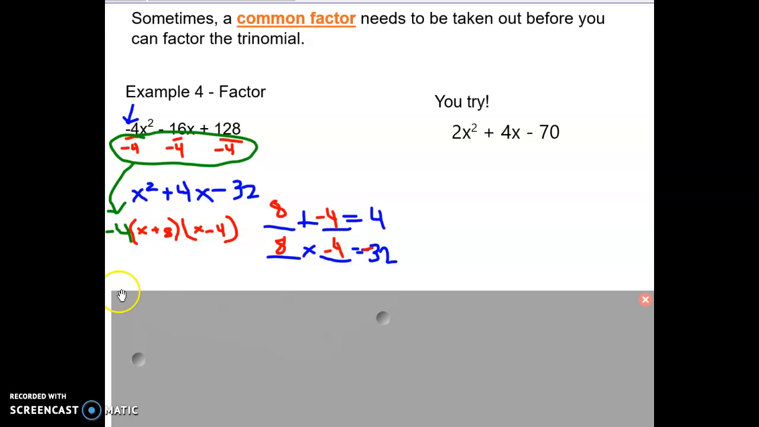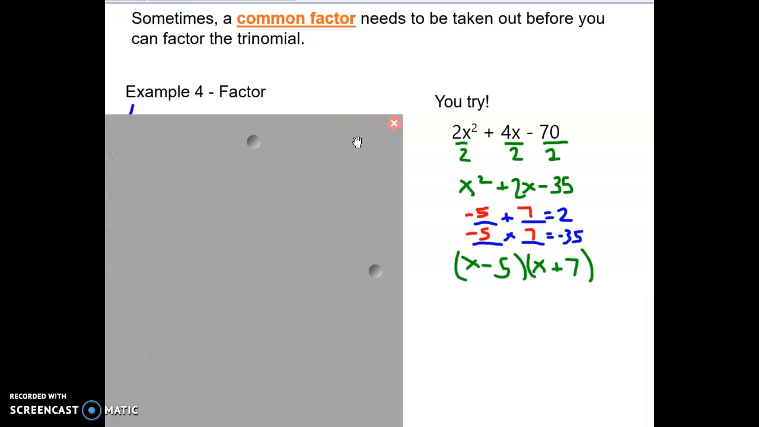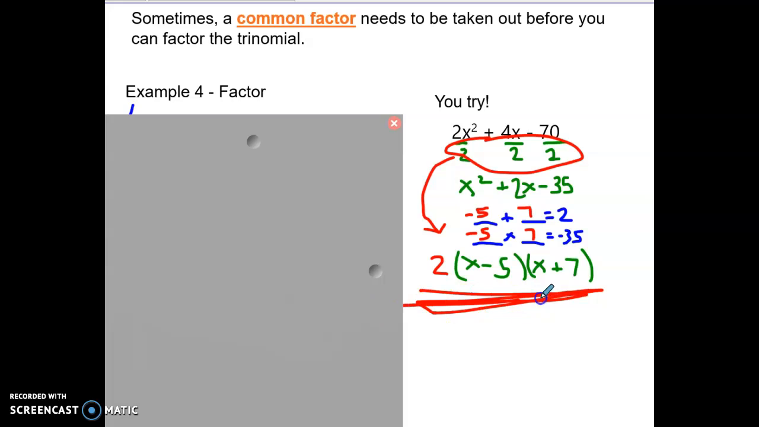I'd like you to try the second one on your own, exact same process, see how you do. Alright, so I've showed the work here for the next one, but please check your answer and just make sure that that 2 again that you divided out at the start has to be put at the front of your factors. So to get full marks on this question, you need it to be 2 and then x minus 5 and x plus 7.